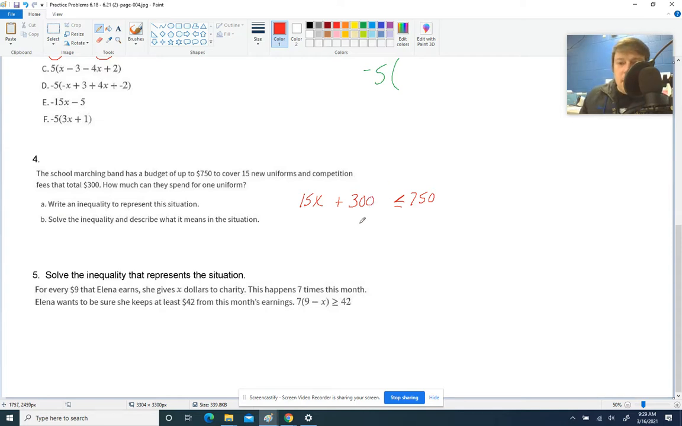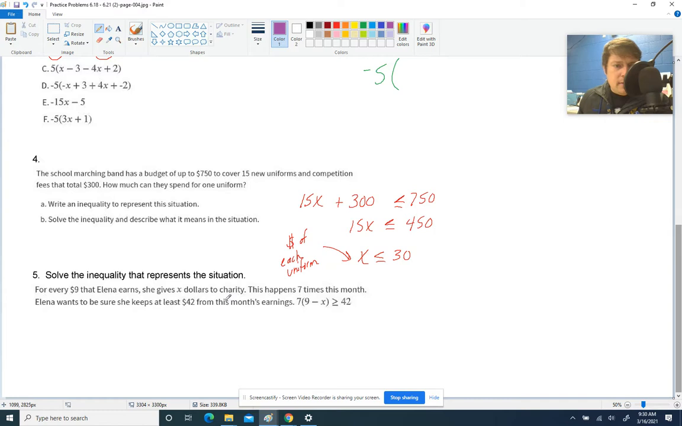So let's solve it. Let's take away the 300 first. So 750 minus 300 is 450. And then we just have to divide both sides by 15. Now 15 will go into 45 3 times, so this would be 30. And this inequality right here means that the cost of each uniform must be less than $30. Each uniform must cost $30 or less. It could cost $30, we'd use all of our budget. If it was under that, we'd actually have some money left over afterwards. So we're shooting to stay under 30.